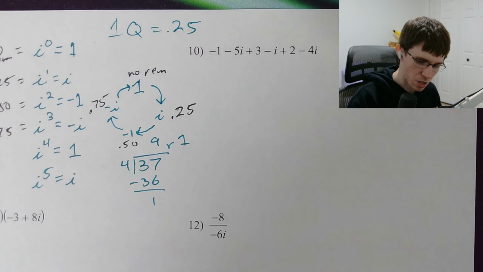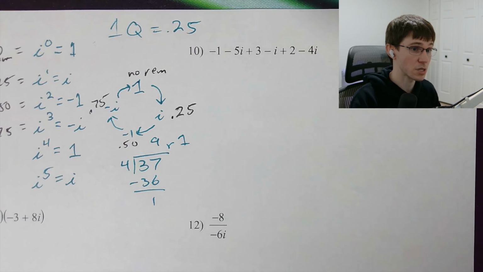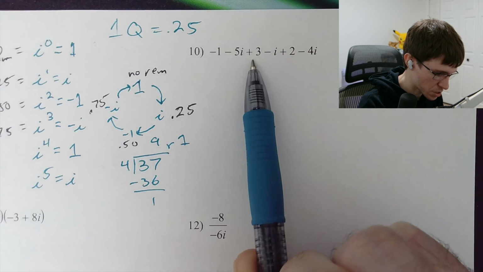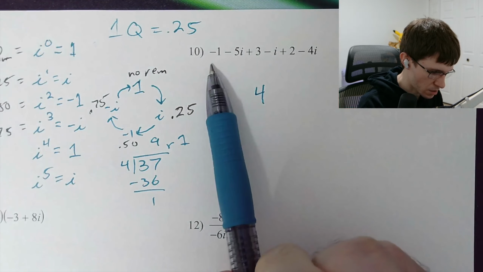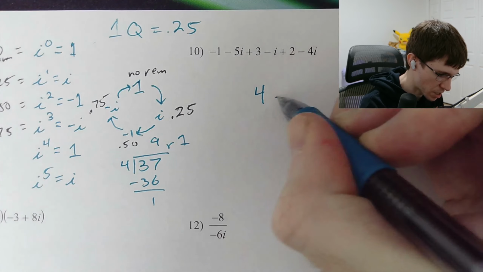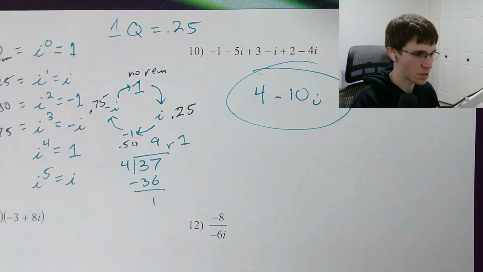On question number 10, we have -1 minus 5i minus i minus 4i. Looks like another adding like terms situation. So -1 plus 3 is 2, plus 2 more is 4. And then -5 minus 1 minus 4 appears to be -10 with an i on it. We're all done with that question.